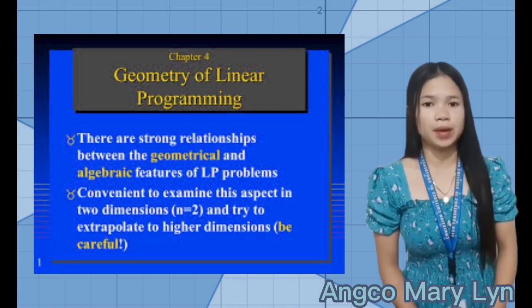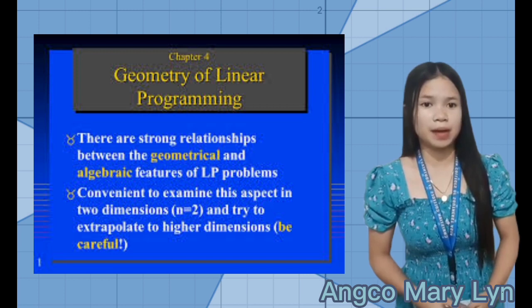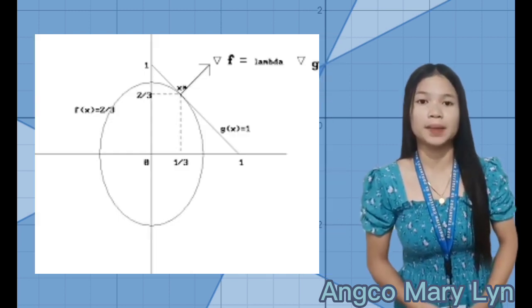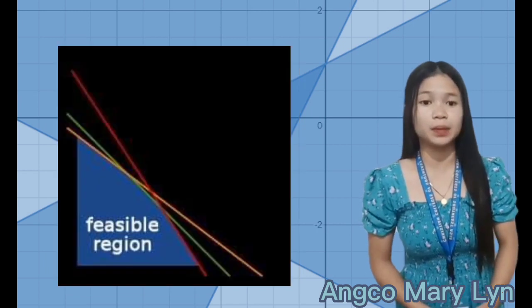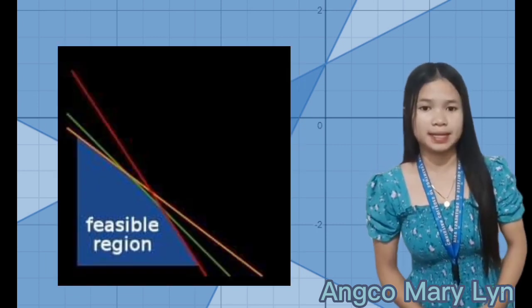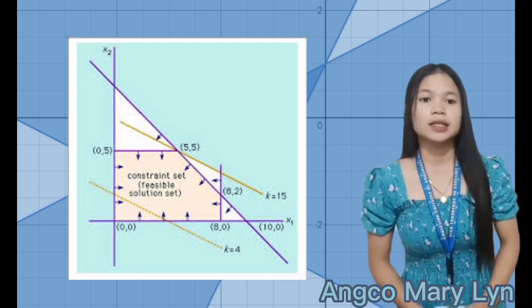Geometry of linear programming. The geometry of linear programming involves understanding the geometric interpretation of linear inequalities and the concept of feasible regions in relation to optimizing a linear objective function. So linear programming is a mathematical technique used to find the best possible outcome in a situation with multiple constraints.